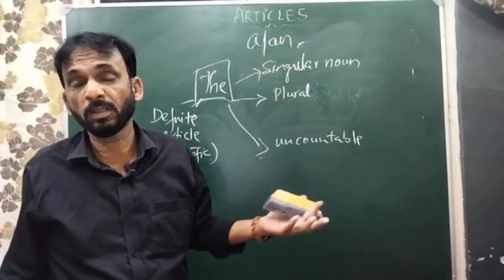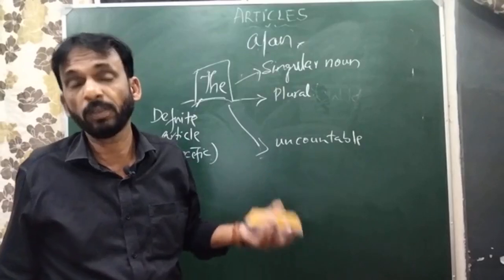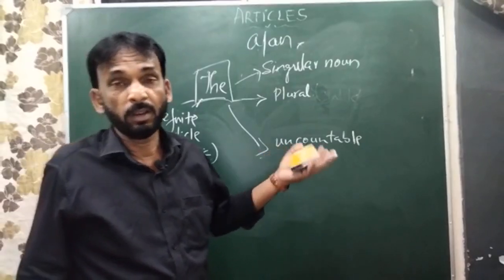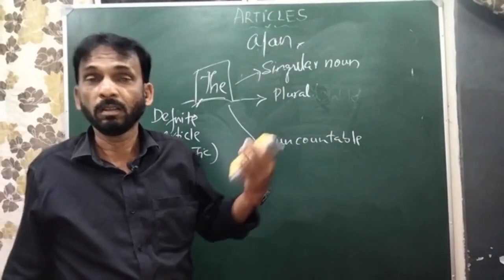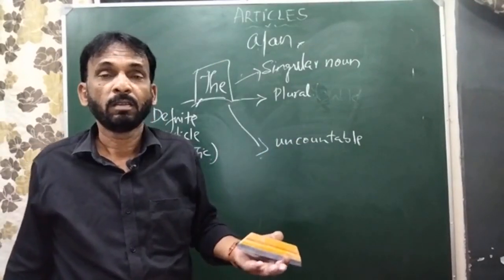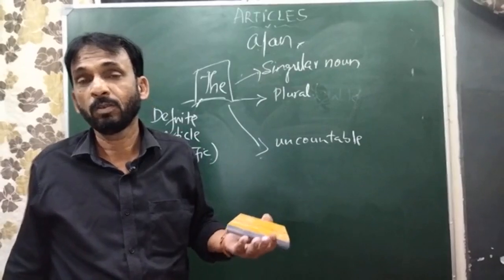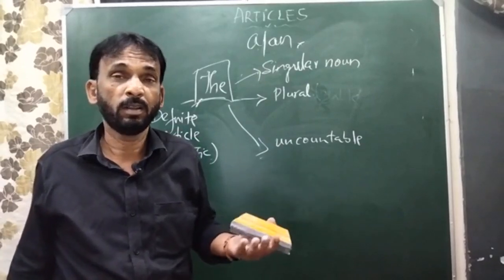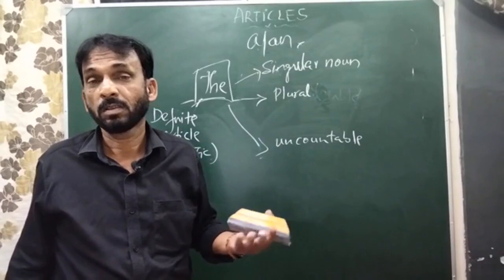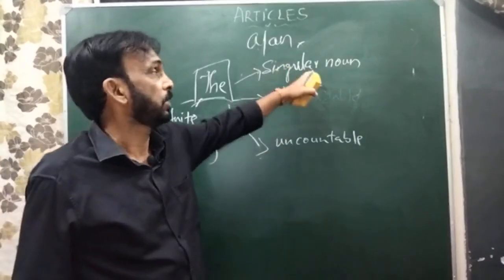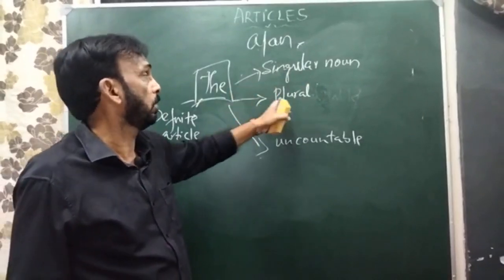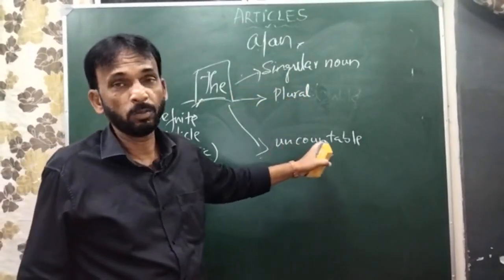And there are many cases when we do not use the, when we do not use any article, like the zero article. All that we will study in a separate video, because I don't want to overload your brain with too much stuff at the same time. For singular nouns, we can use the. For plural nouns, we can use the. For uncountable nouns, we can use the.